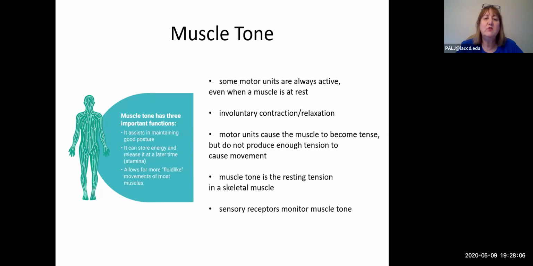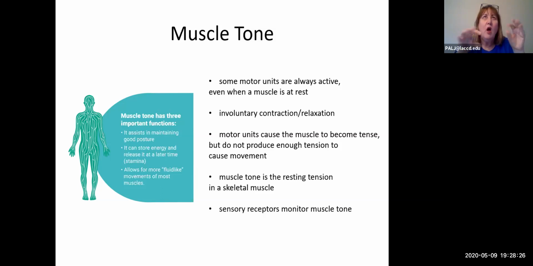So this relates to muscle tone. Some motor units are always going to be active even when that muscle is at rest, because some are going to contract it to keep that resting tone normal. And this is an involuntary process, and I'll show you how that occurs really soon.